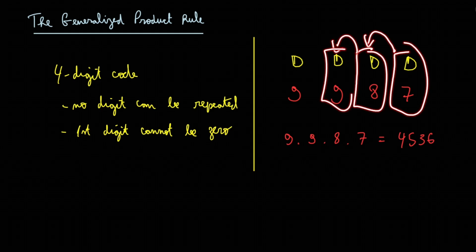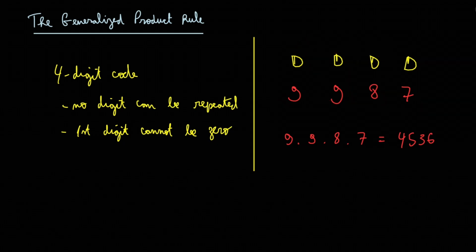We always have to look at what has already been chosen to know the number of available choices that we have for each digit.